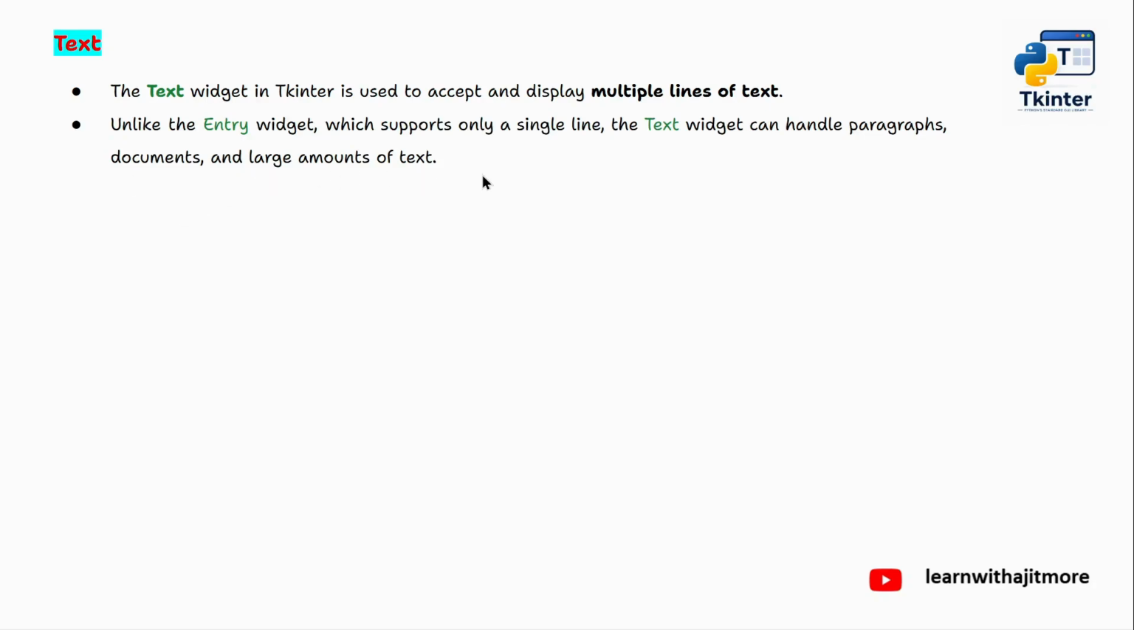large amount of text. So when you want to load a complete file, if you have a file and the entire data from the file you want to load in that, or you want to type a lot of things and save it in a file, at that time text widget is more useful. So entry widget will support only a single line, whereas text widget can handle paragraphs, documents, and large amount of text.